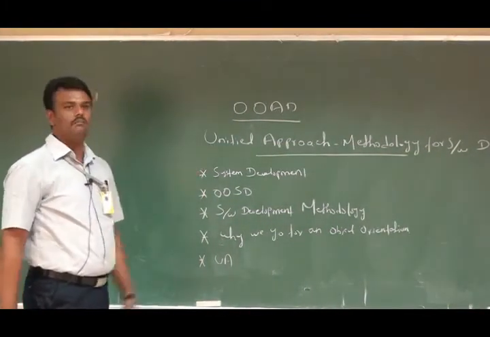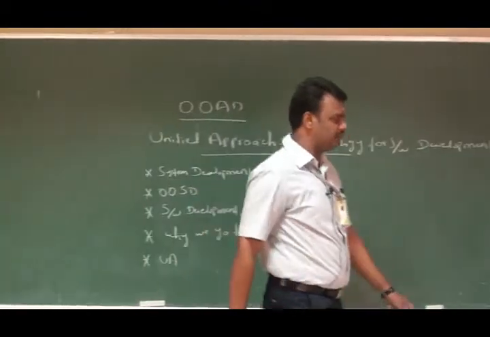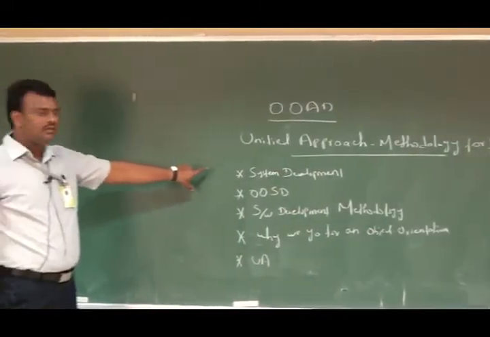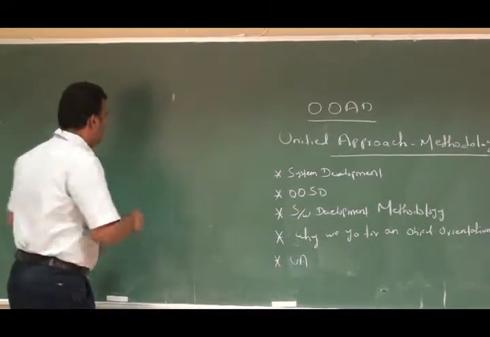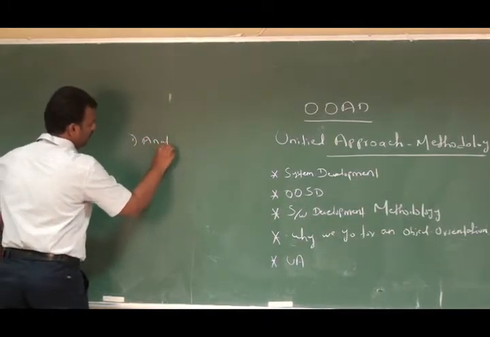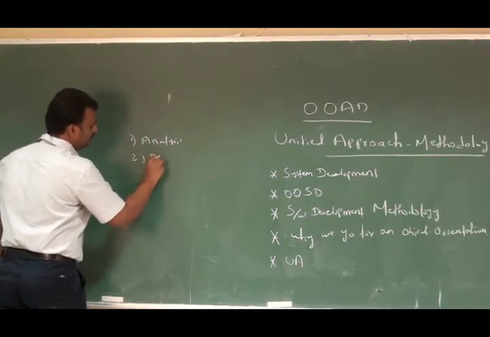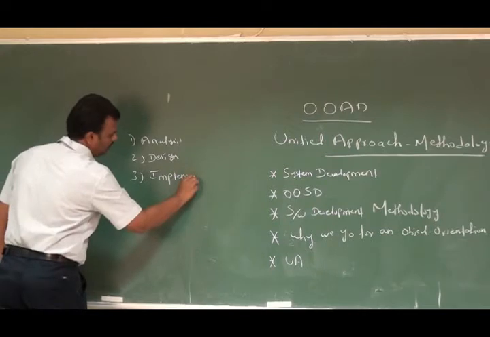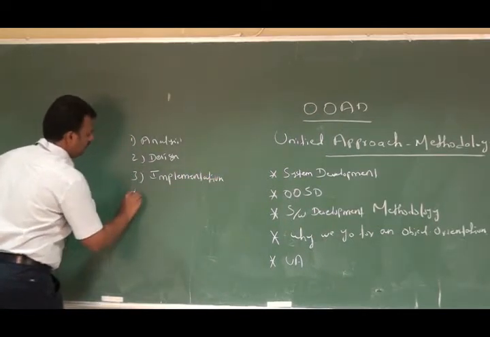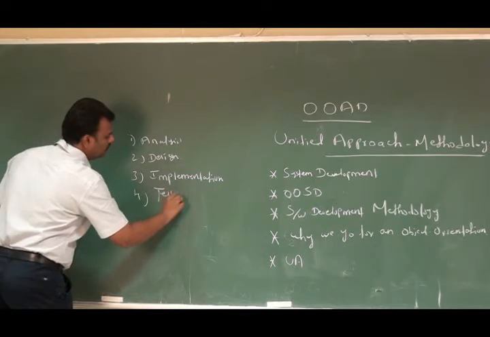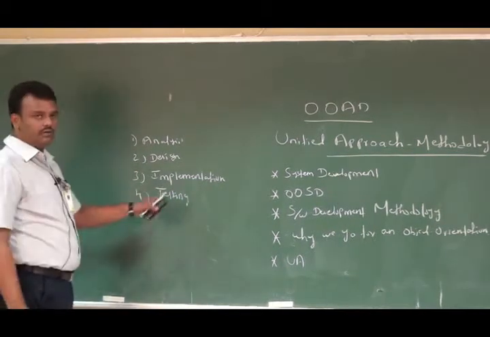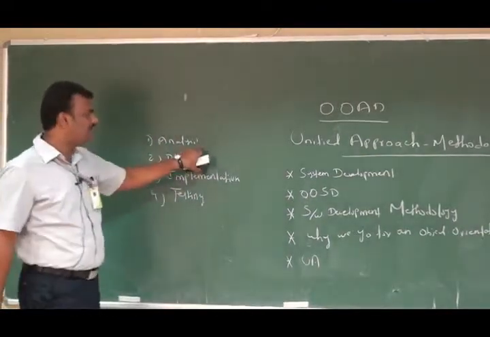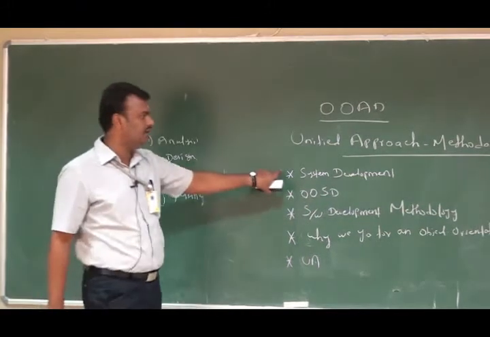First, what do you mean by system development? System development means the activities. What do you mean by activities? The system development activities are the activities that go into producing some information system solution. The activities are the analysis, second the design, third the implementation, and the next one the testing. These activities that go into producing some information system solution, that is one product, are called system development.